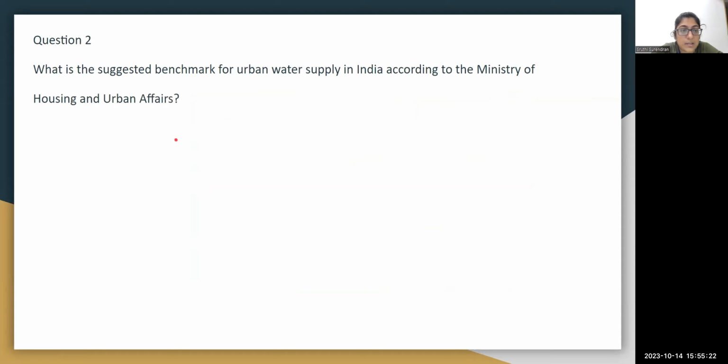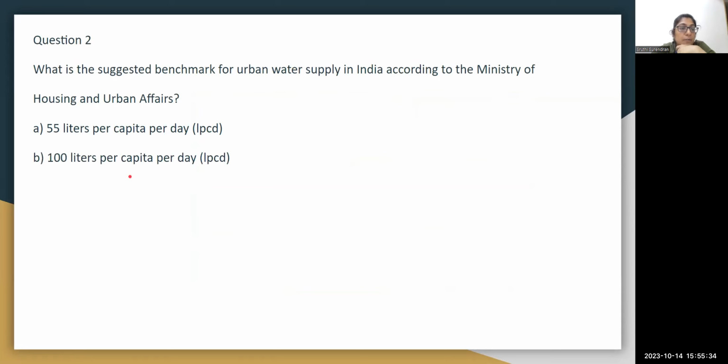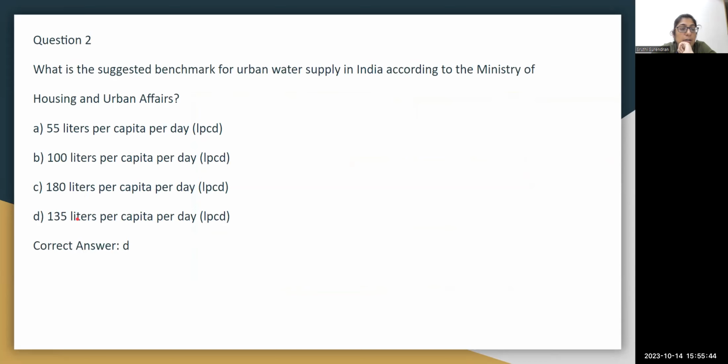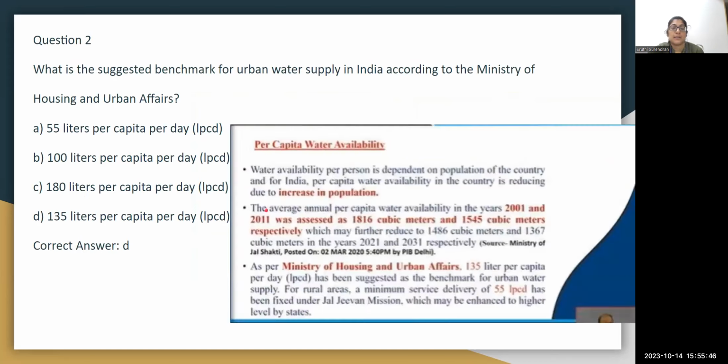Again, this question is talking about the benchmark for urban water supply in India, according to the Ministry of Housing and Urban Affairs. Is it 55, 100, 180 or 135 liters per capita per day? It is 55 liters per capita per day for rural areas and 135 for urban areas. Again, based on the discussion points over here.